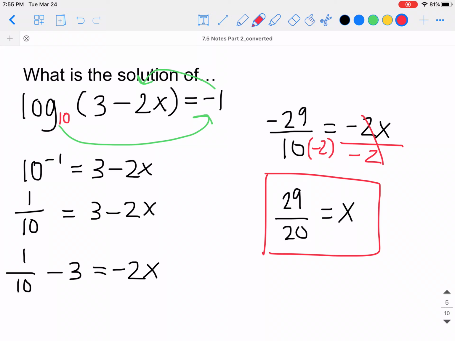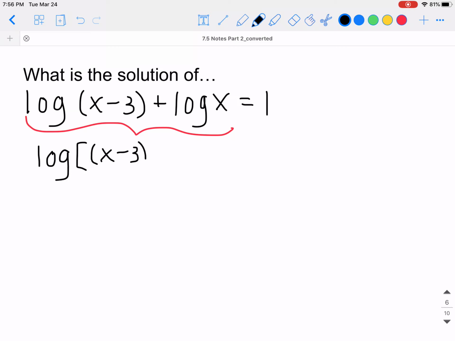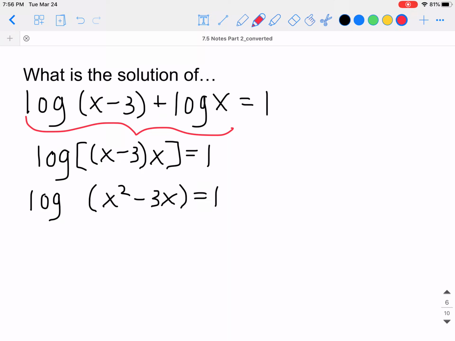Our next example is a little bit different. So we have log of x minus 3 plus log of x equals 1. This one's a little bit different because now we have two terms with x. We can rewrite this using the product property as log of x minus 3 times x equals 1. To simplify, we can distribute, so we have log of x squared minus 3x equals 1. Now we just have one log.